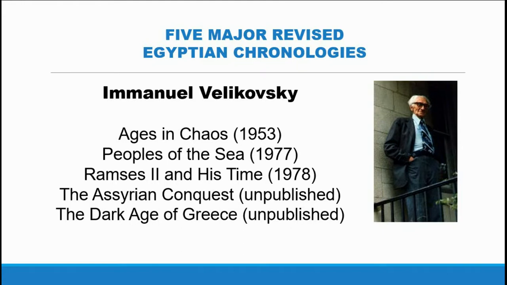His first book, Ages in Chaos, covered the period of time from the Exodus to the end of the 18th dynasty in his reconstruction. Now, he published his books out of chronological order. So in chronological order of his reconstruction, the next volume, The Assyrian Conquest, covered the period of time of the Libyan and Ethiopian dynasties and the start of the 19th dynasty.